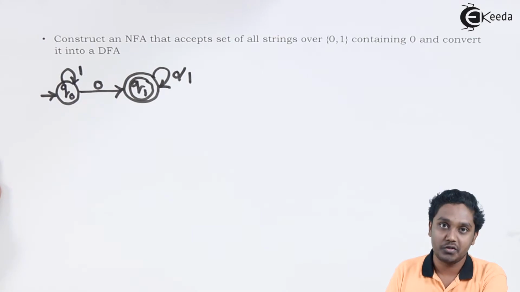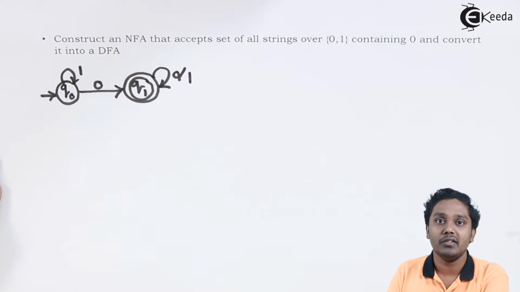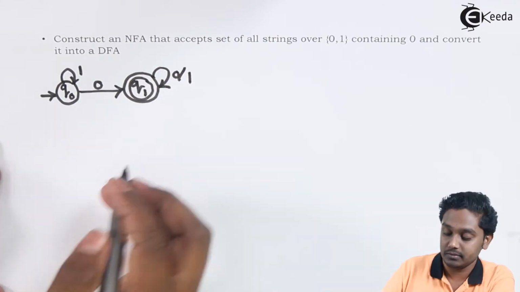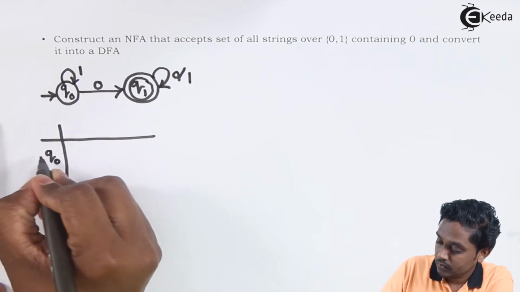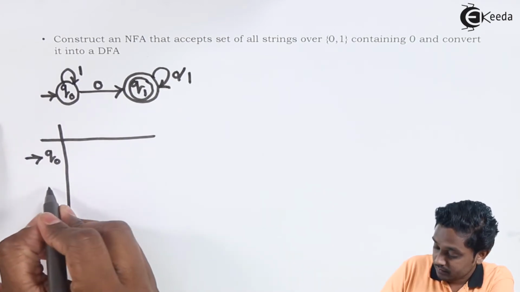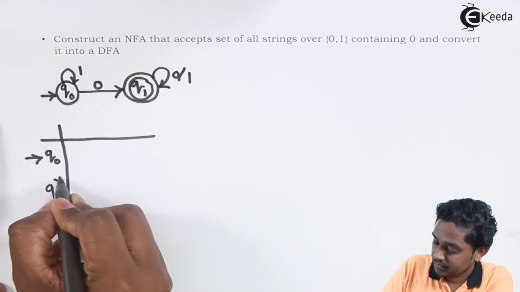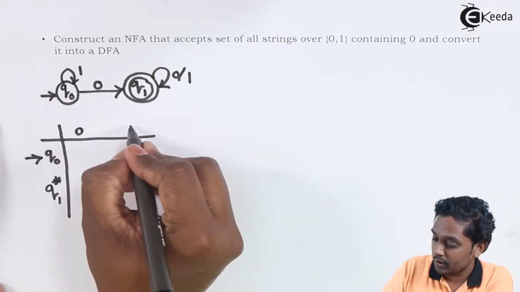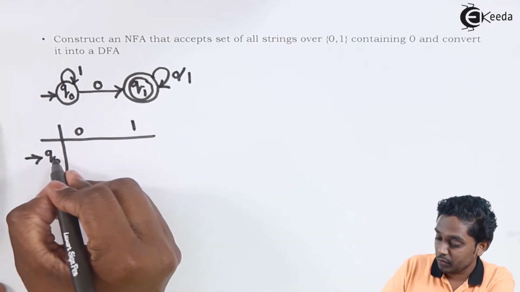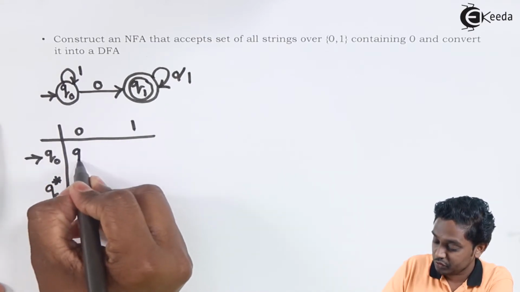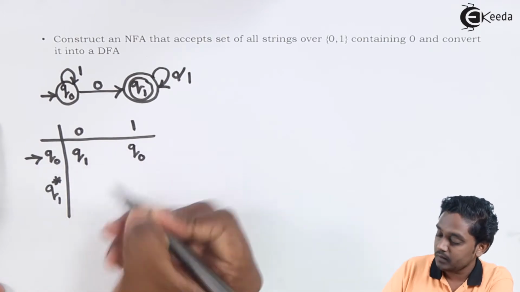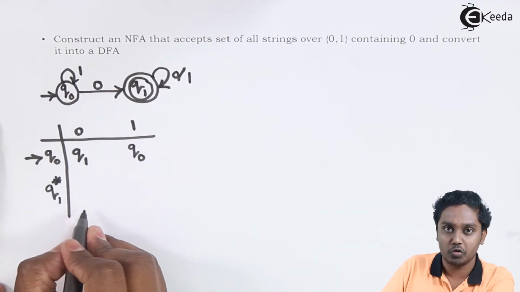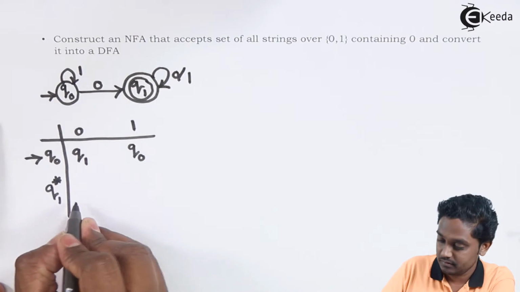This becomes the state transition diagram for an NFA which accepts the set of all strings which contain 0. Let us draw the transition table. Q0 is our initial state, Q1 is our final state, 0 and 1 are the alphabets. Q0 on 0 has a transition to Q1, Q0 on 1 has a transition to Q0. Q1 has transitions to Q1 on both 0 and 1.